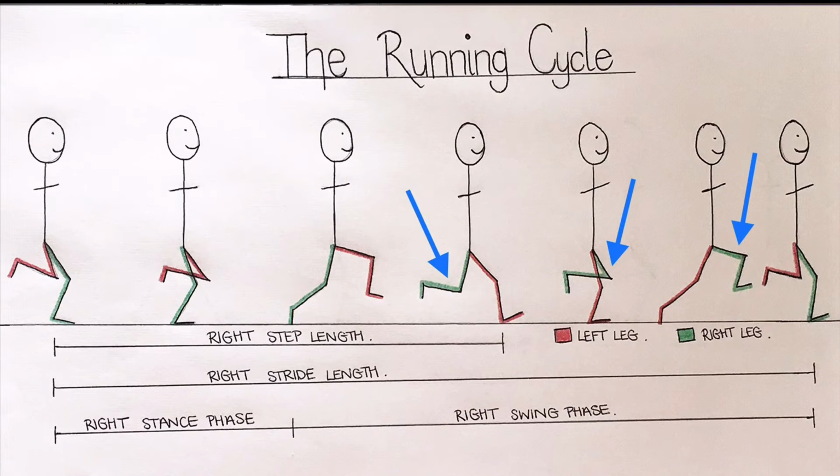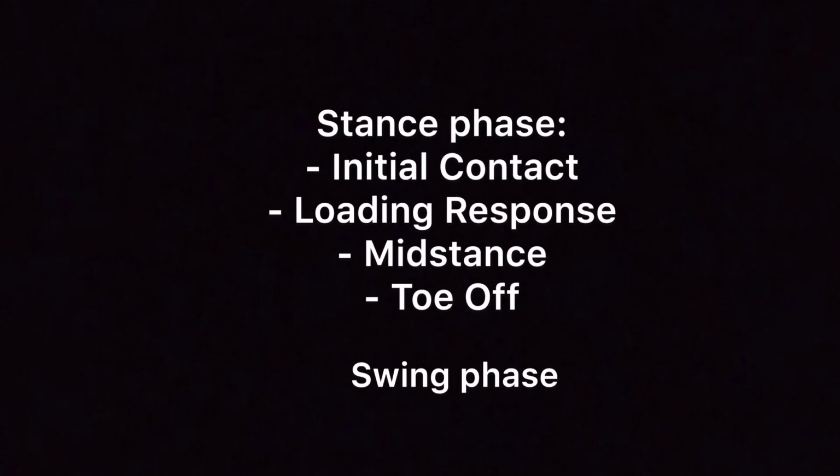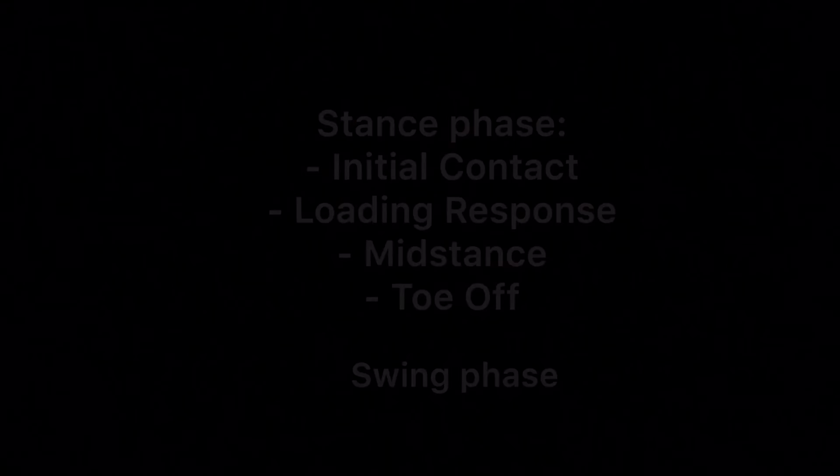After toe-off, the leg enters the swing phase, which we can see here by the 3 arrows. Looking at our example one more time, we can now look at the swing phase as Laura finishes the race. Take a look at our example again and try and identify these points for yourself. So for stance phase, we have initial contact, loading response, mid-stance and toe-off, and then we also have the swing phase.